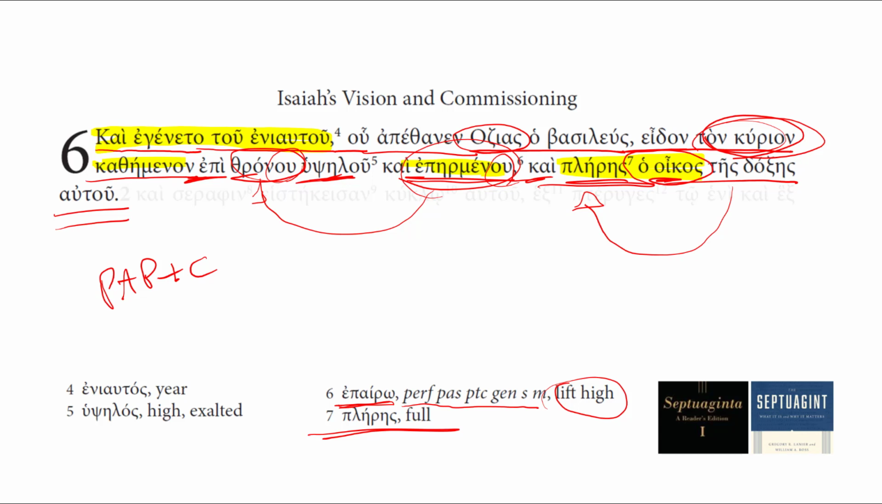We might ask, the house of his glory was full. Full of what? It makes more sense to translate it the other way around, taking doxēs as modifying plērēs. The house was full of his glory.